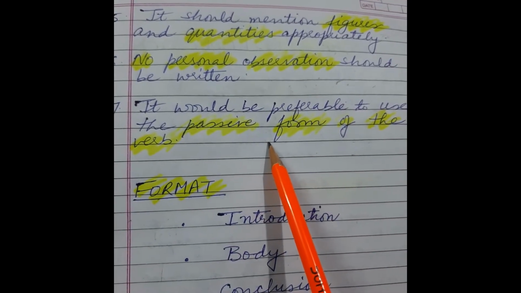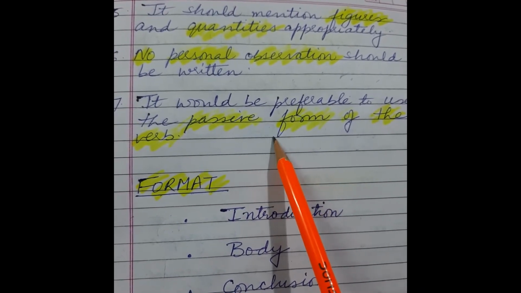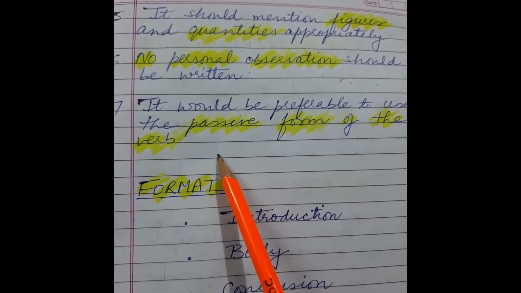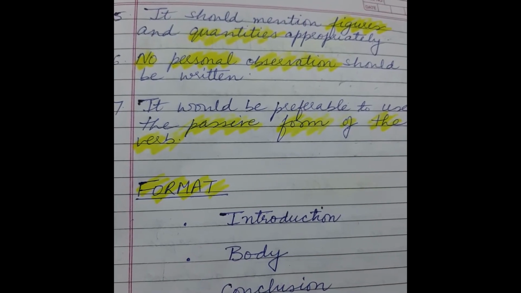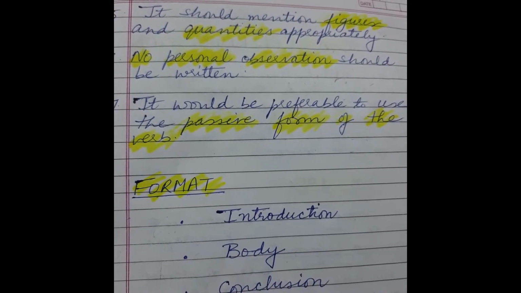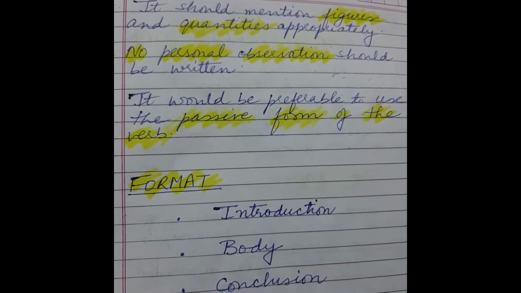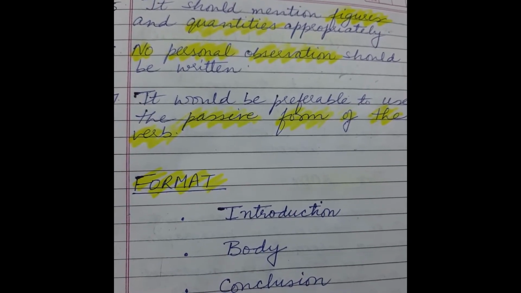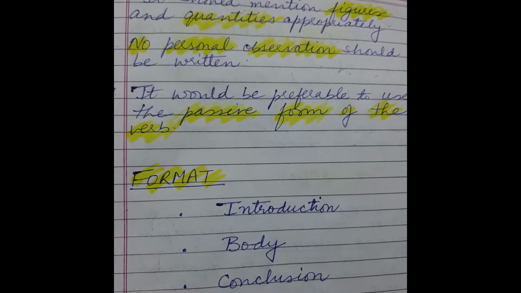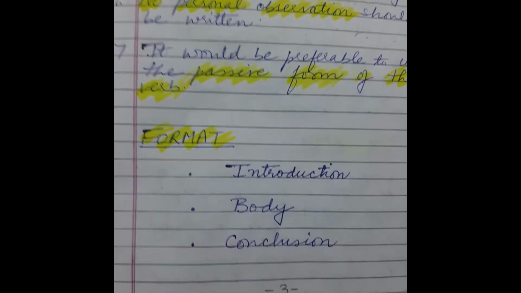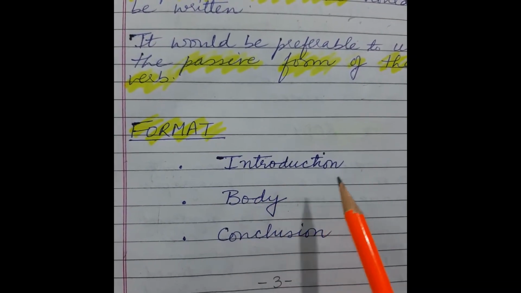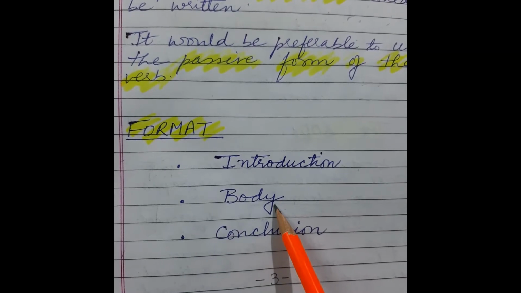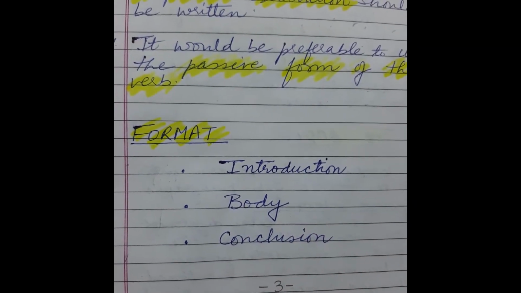Point number 7. It's better to use the passive form of the verb, which is also called passive voice, where you have to put the object first and then the subject. For instance, the pizza was eaten by Rani. Next is the format. First, introduction, followed by body and the conclusion.